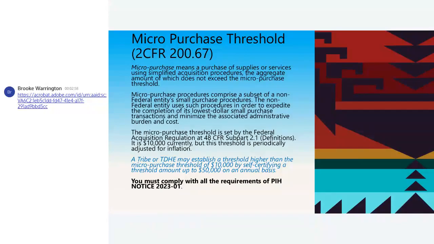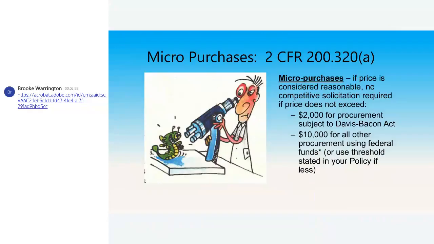So it's not a one and done. It's something that you're going to have to always pay attention to. Always make sure you get those dates to do that. Okay, you have to comply with all the requirements of that notice, which is PIH 2023-01. So a micro purchase, if the price is considered reasonable, you don't have to do a competitive solicitation.